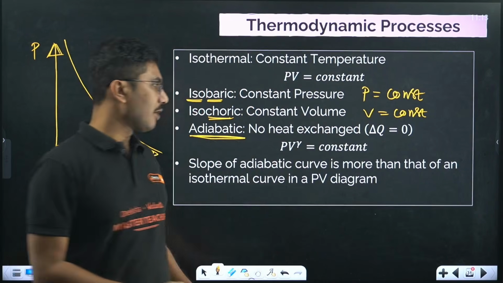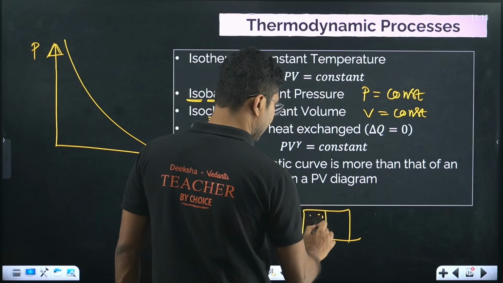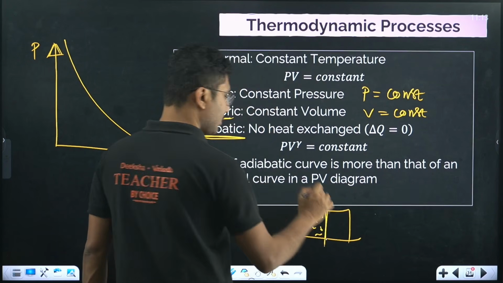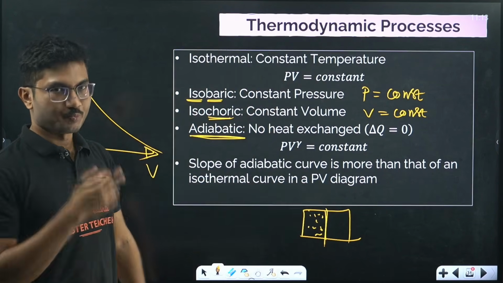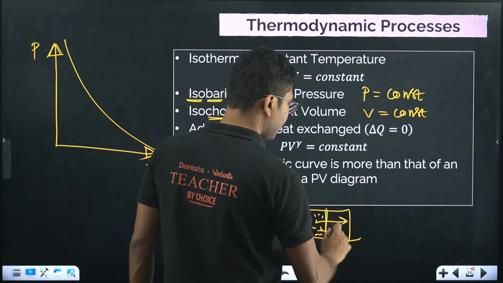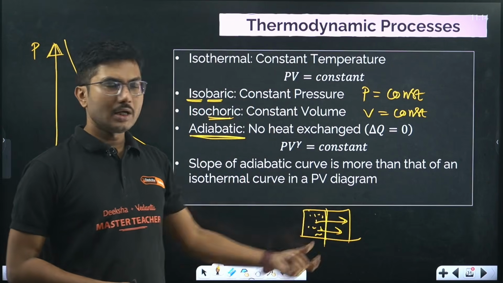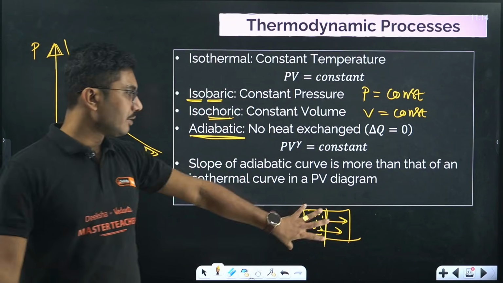Okay, suppose you have a chamber like this. In this chamber you have some gas. There is a partition over here and the other chamber is vacuum. Suddenly you remove this partition, then all the gas will expand over here. What will happen to the volume? Volume increases, obviously, since gas takes the volume of the container.